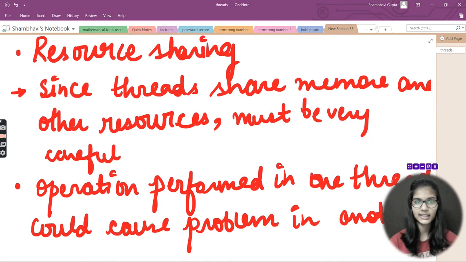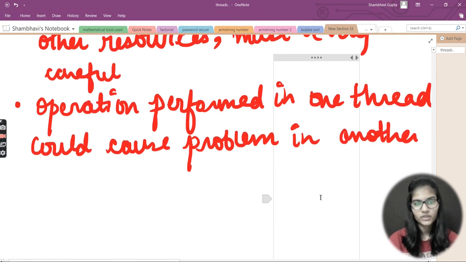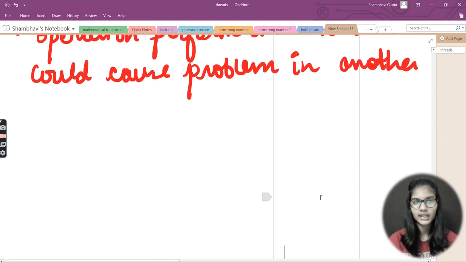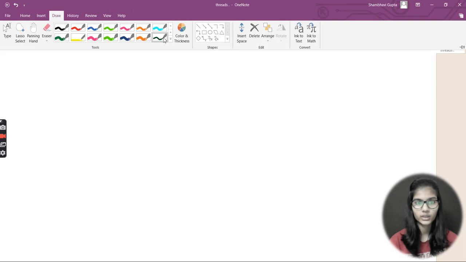Other than that, we had seen another problem, that was resource sharing. In that, since threads share memory and other resources, we must be very careful. Basically it was saying that while sharing memory and resources between threads, we need to be very careful, right? Operations performed in one thread could cause problems in another, right? This is the whole idea that we had discussed, and that was a quick revision.